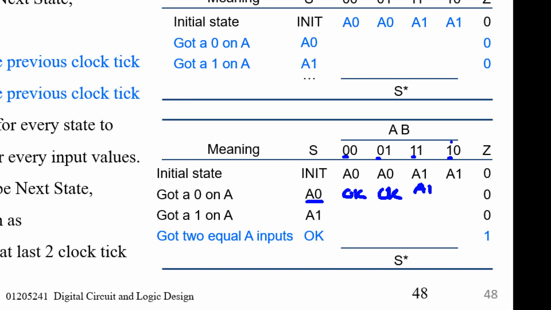This one also, right? A is 1, it should go to A1. And at state A1, if the clock tick input A is 0, it should go to the state that output is 0, right? And the last clock tick A is 0, so it should go to A0. A0 right here. And at A1, when the clock tick gets input A is 1 again, it should go to the state that output is logic 1, so it should go to state OK. This one also, right? State OK.